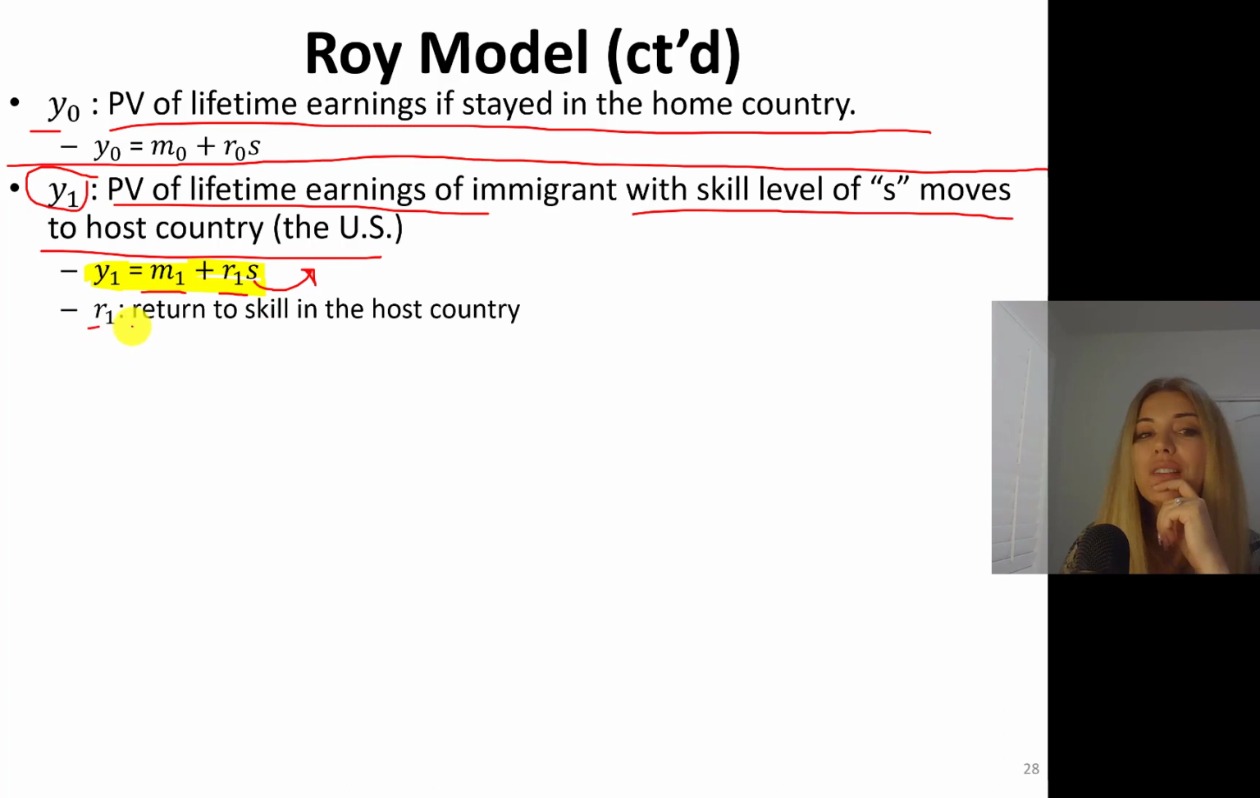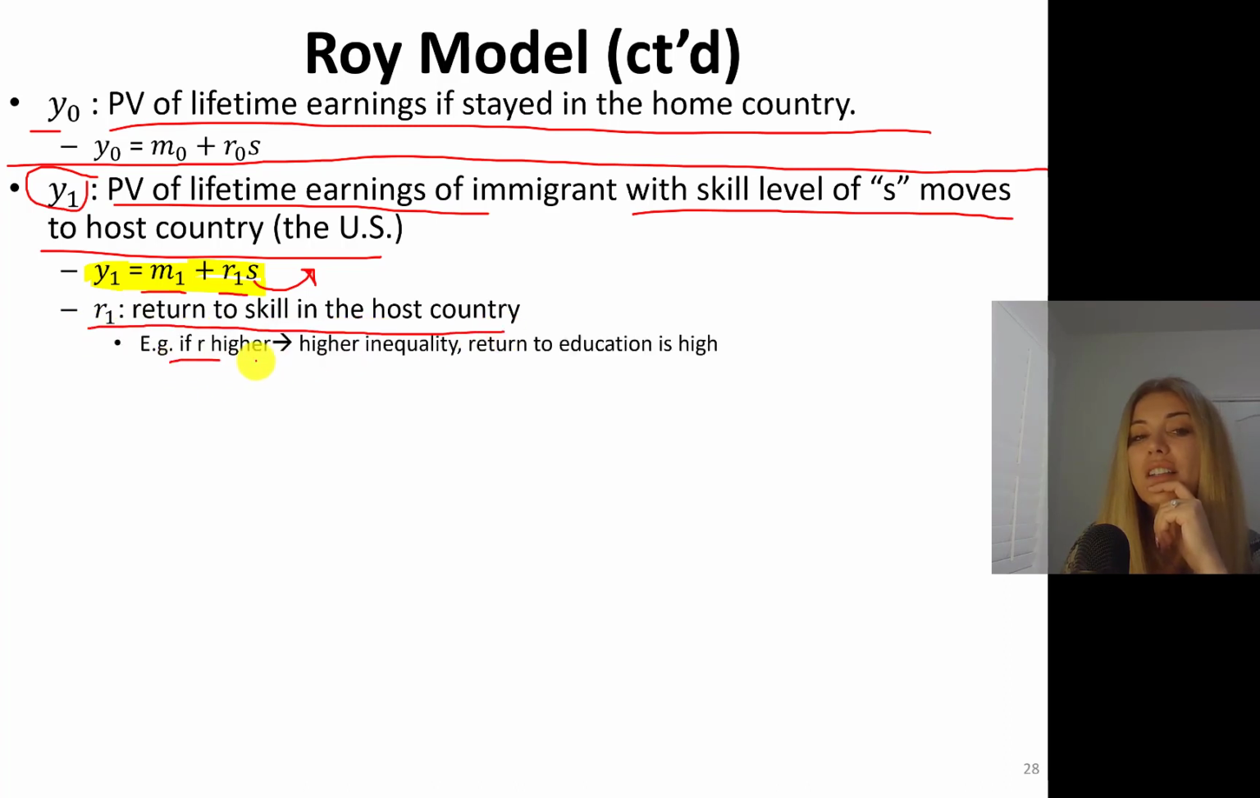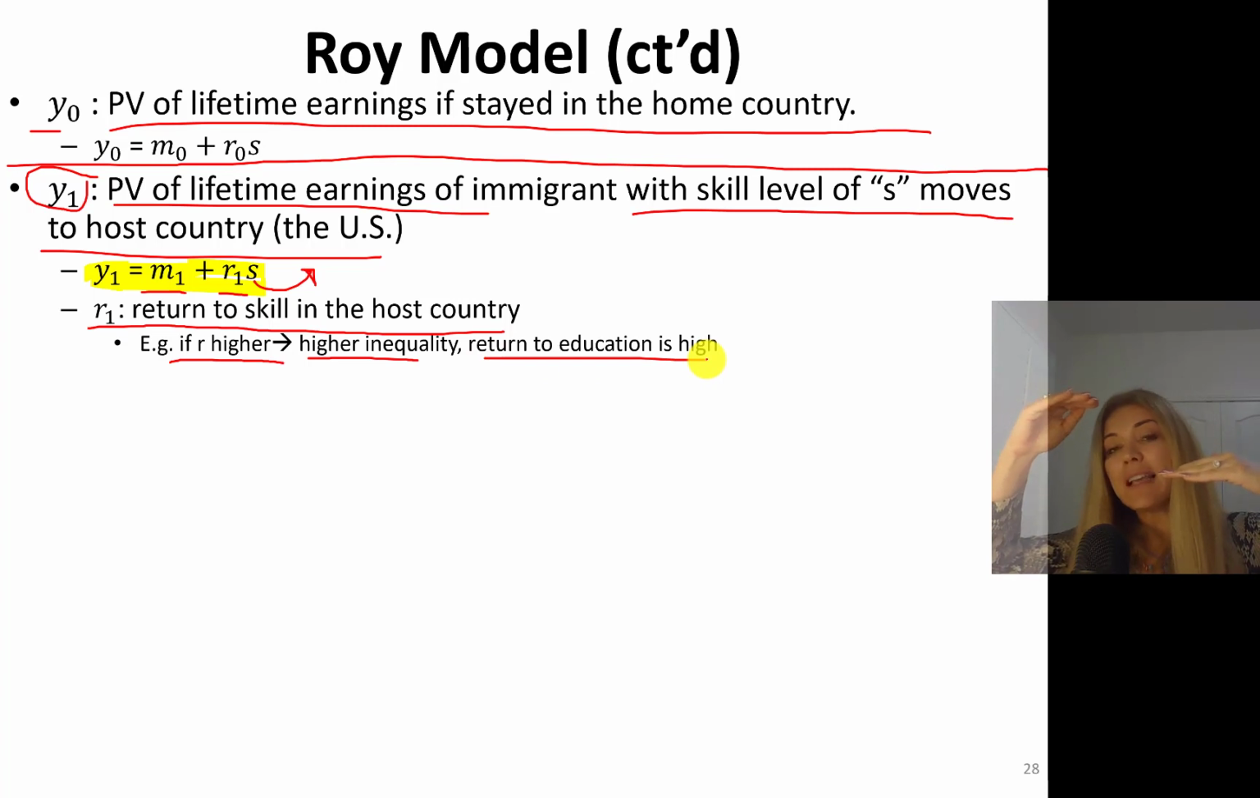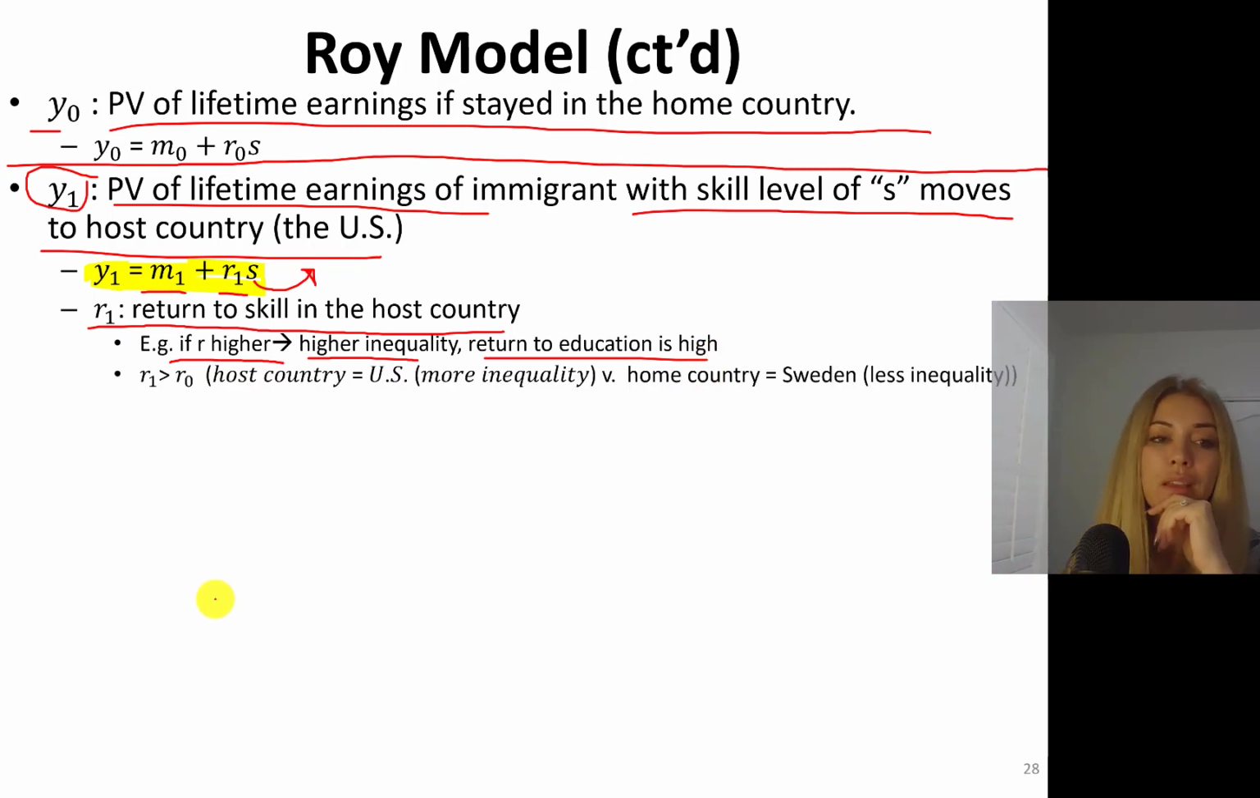Okay, so R1 is a return to skill in the host country. If R is higher in the host country, the United States, then you see higher inequality. Return to education is high. That means the gap between educated and uneducated is bigger, right? If there's higher return to education.